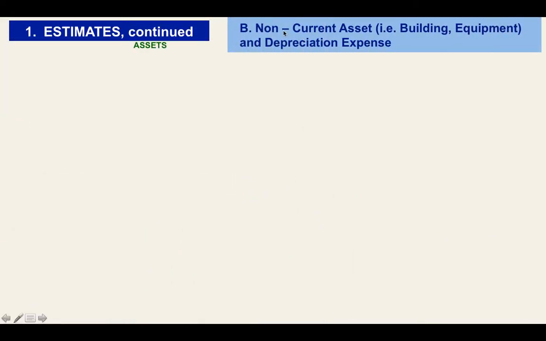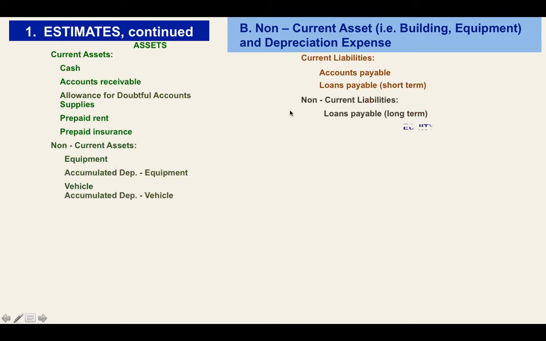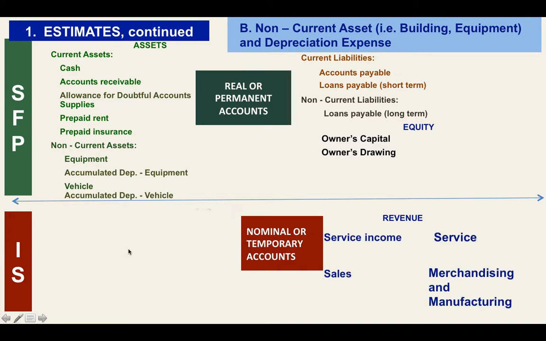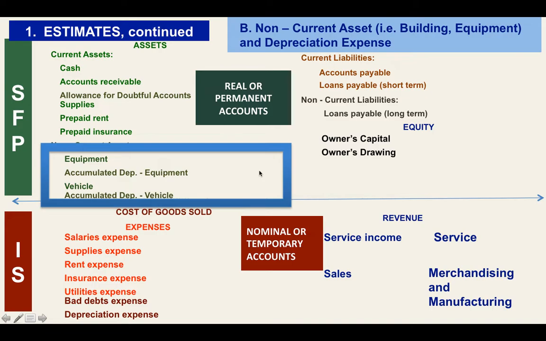Now let's discuss non-current assets, which will be building and equipment and the corresponding nominal account, which is depreciation. Again, let's take a look at our accounts so we can find out which ones we need to adjust. These are your real accounts, and these are your nominal accounts. Here, our topic is non-current assets, so all non-current assets.